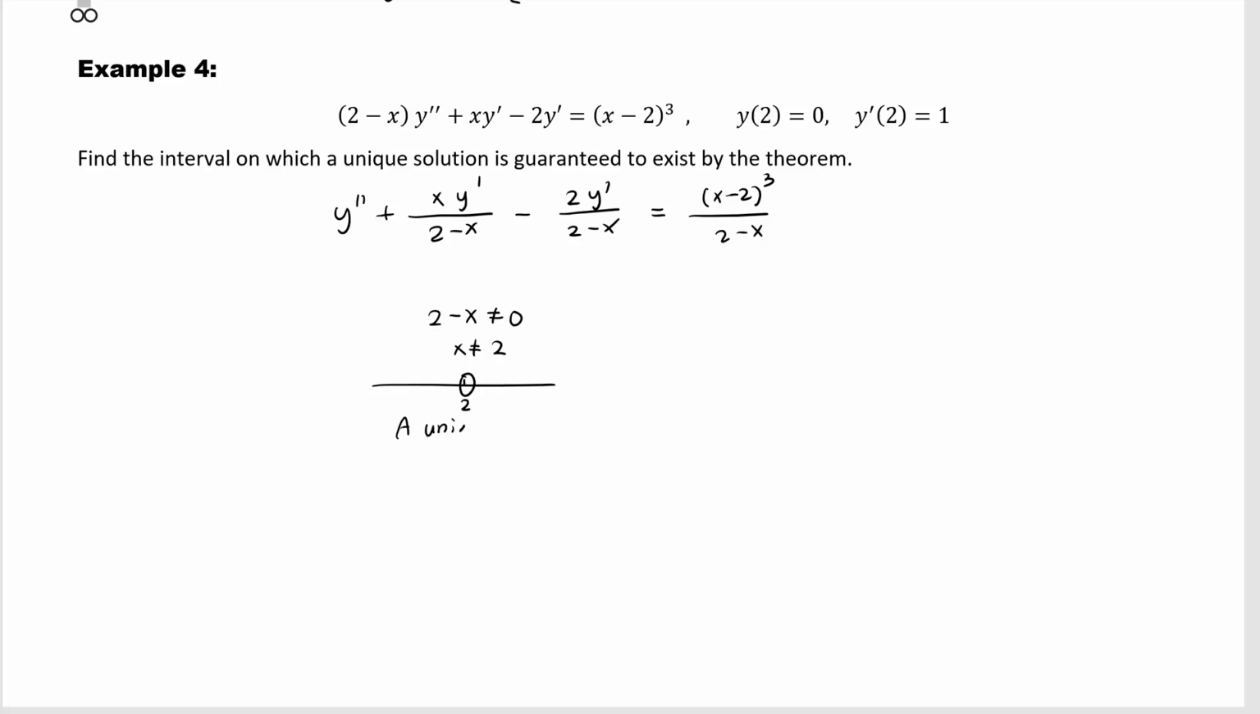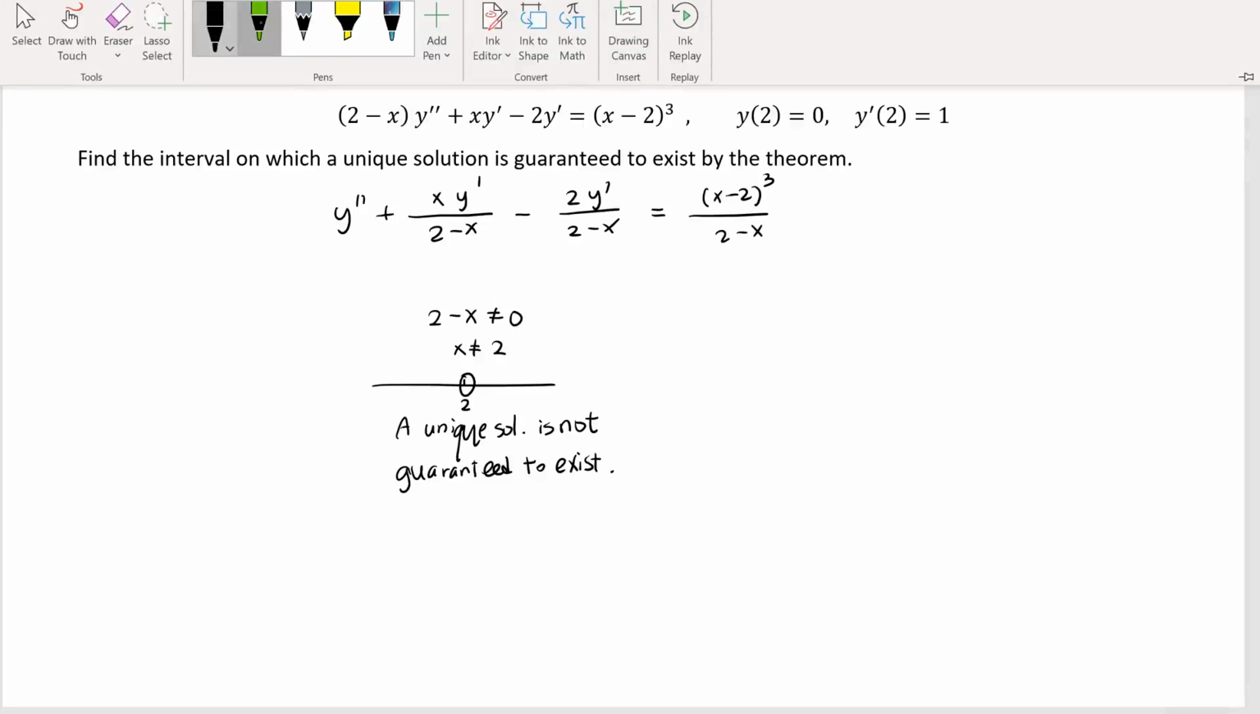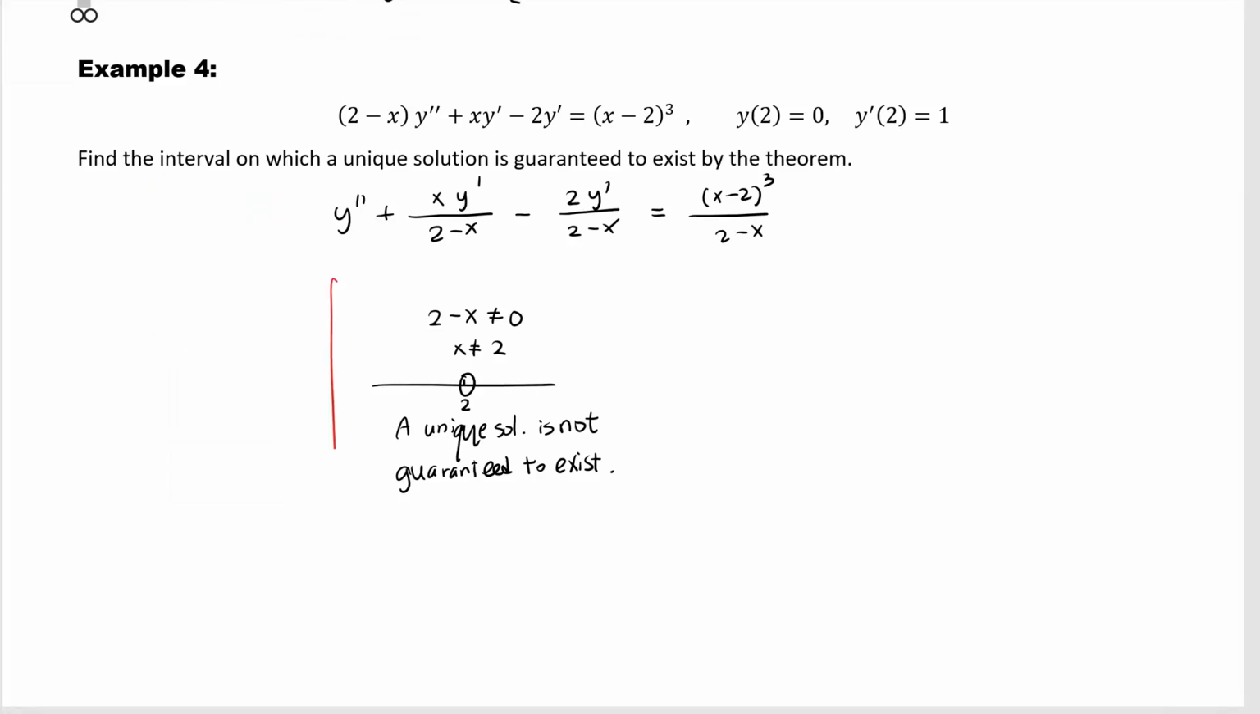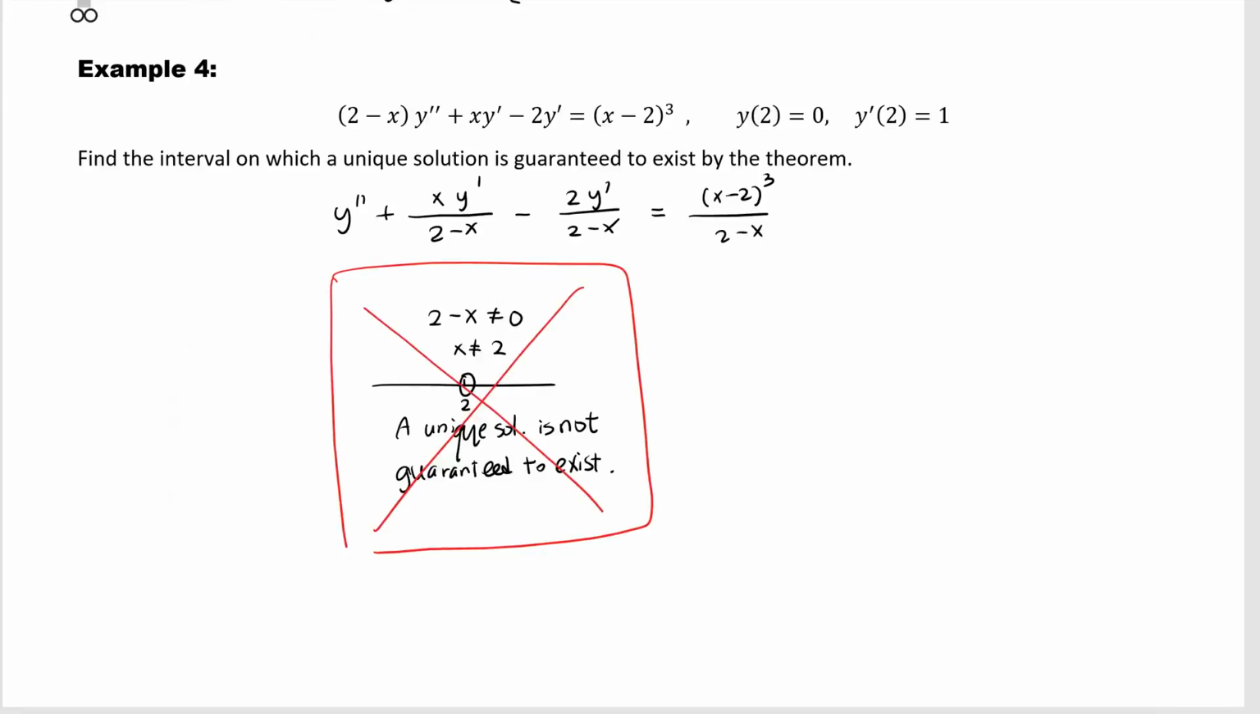So a unique solution is not guaranteed to exist. Okay, do you think about it like that? Actually, this is wrong. Okay, let me show you why it's wrong. Let's put here, this is wrong.